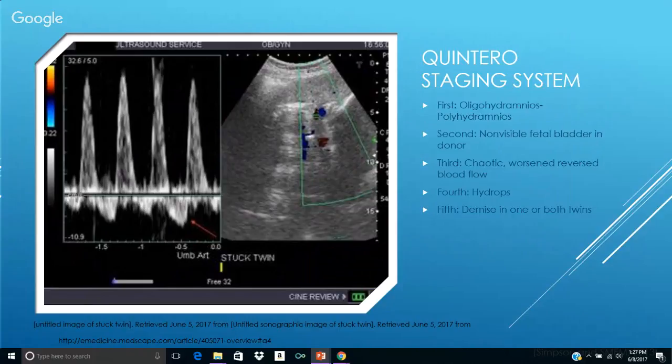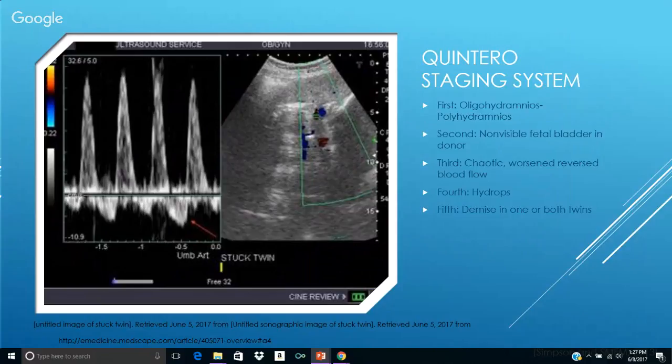95th percentile. Second stage in the Quintero staging system, non-visible fetal bladder in the donor twin. This picture is listed to your right on this slide. So this means that there is so little amniotic fluid that the donor twin is literally stuck to the uterine wall. Stage three in the Quintero staging system is chaotic, worsened uterine umbilical blood flow. So this means that the blood flow is unpredictable, and it is just crazy unorganized.